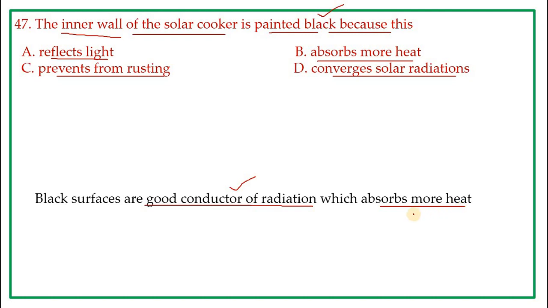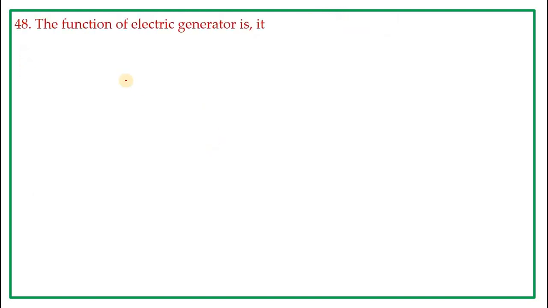Hence here the correct option is B. Absorbs more heat. You would have heard in your day-to-day life, your parents would have said, don't use the black cloth in summer season because it absorbs more heat. So by that you can keep it in your mind. So why do we use black paint? Because it absorbs more heat. Next, let's see the other question.